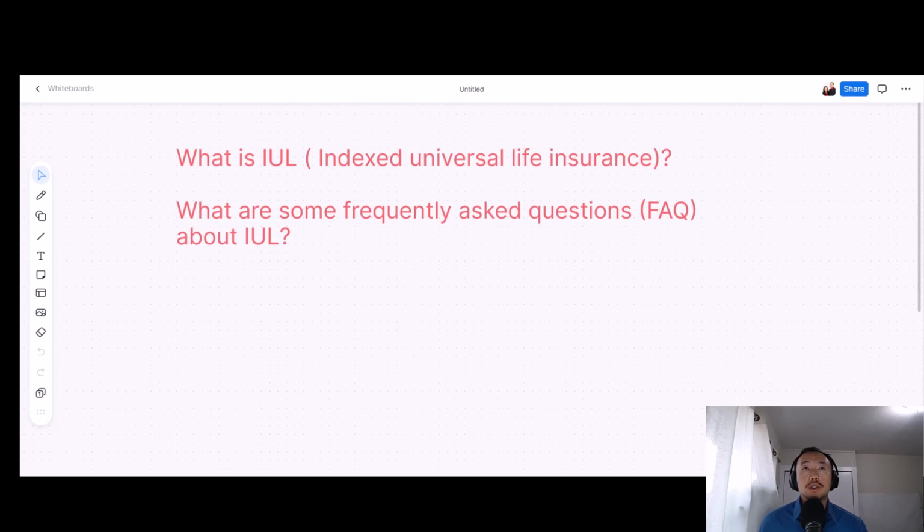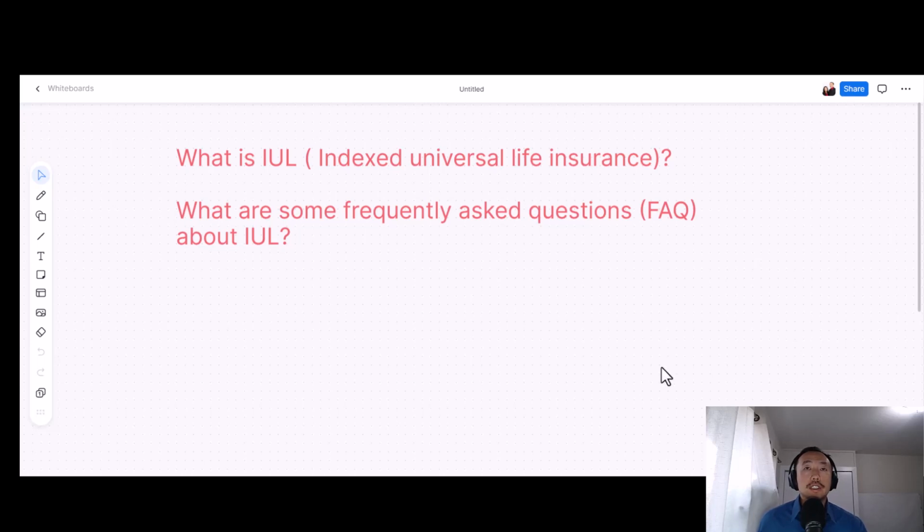Some questions include, how does IUL or Index Universal Life Insurance work? Again, when I say IUL, I just mean Index Universal Life Insurance, but we'll use the acronym IUL for short. Then we'll explain what are some of the pros and cons of owning an IUL. So let's get into it.